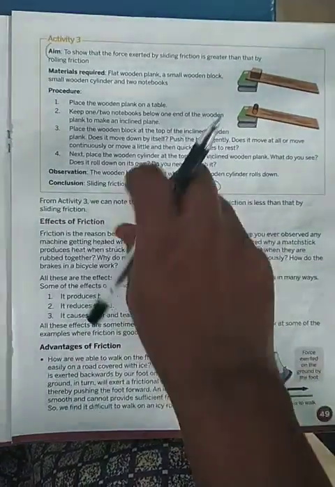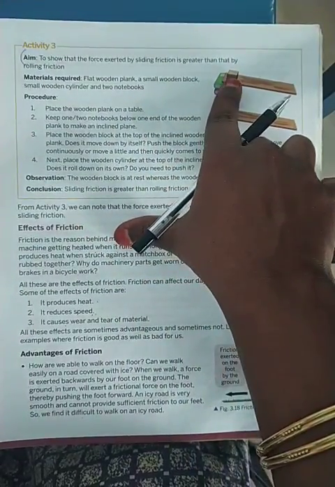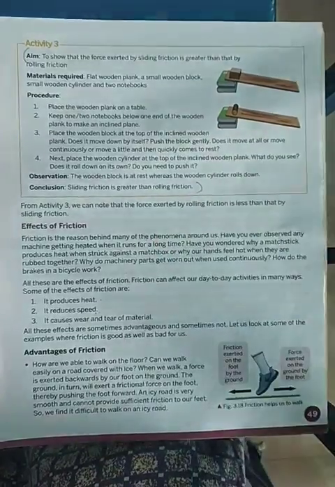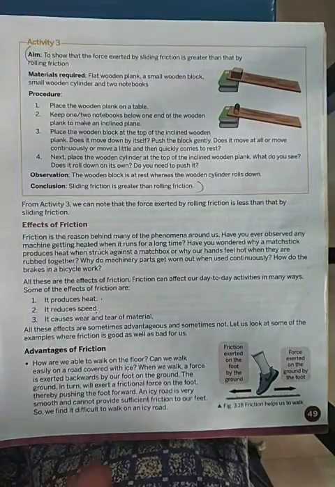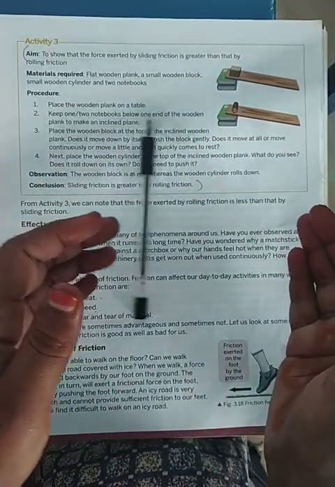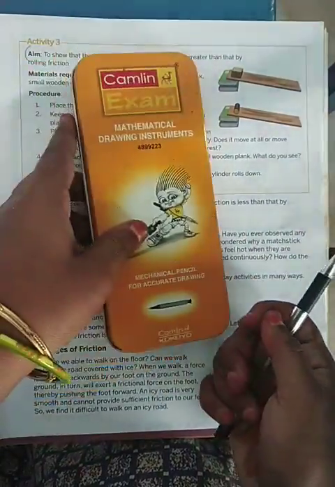Okay, this activity you can do at home and see. This is a sliding box and this is a rolling pen or pencil. If I keep the box, it has a flat surface, so the flat surface will always give me sliding friction only. Whereas a pen or a pencil, see, it is round and rolls. So this is the rolling friction, and this is the sliding friction.